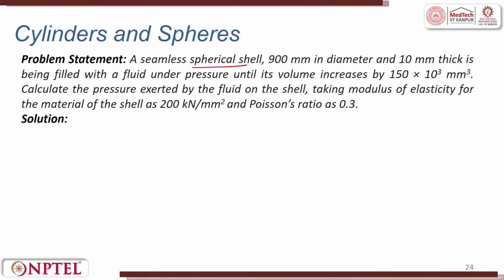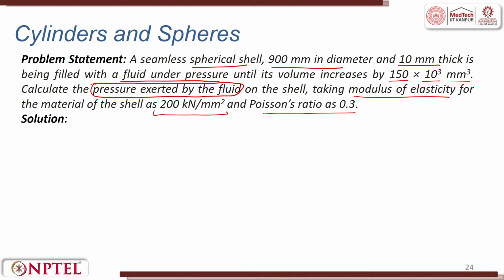Seamless spherical shell. The diameter is 900 millimeter and thickness is 10 millimeter, is being filled with a fluid under pressure until its volume increases by 150 into 10 raised to power 3 millimeter cube. Calculate the pressure exerted by the fluid on the shell, taking modulus of elasticity for the material of the shell as 200 kilonewtons per millimeter square, and the Poisson's ratio is 0.3. So, we need to calculate pressure exerted by the fluid on the shell.